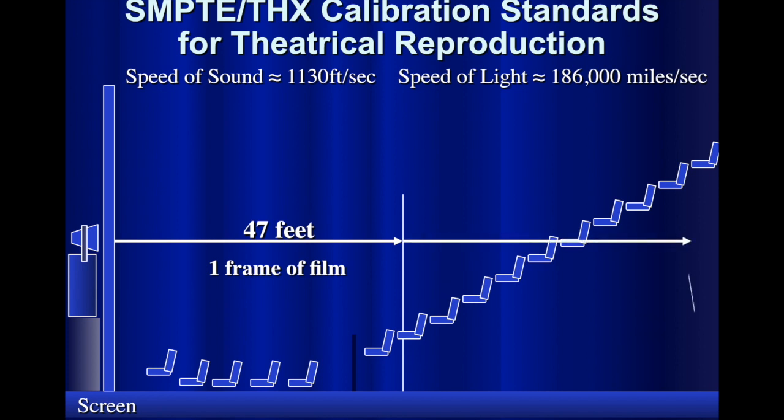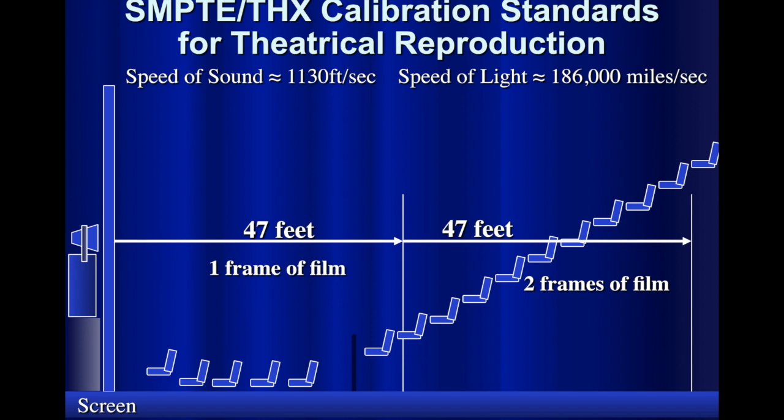Now, the time it takes sound to travel another 47 feet, 2 frames of film have gone by. So if you were in sync at the screen, it's going to be 1 frame out of sync in the middle of the theater, and then 2 frames out of sync in the back of the theater. And yes, I'm that guy. I go in and measure it. So you're probably going to ask me that.